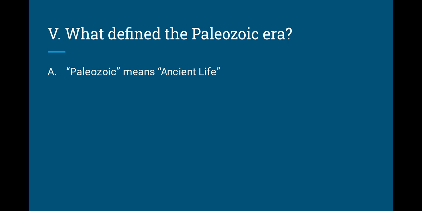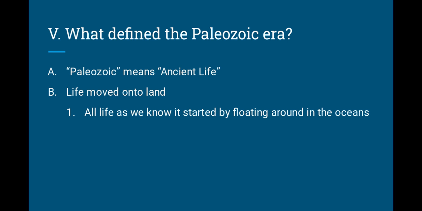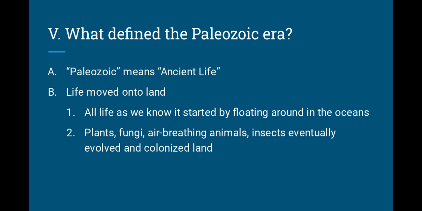Now that we have more information from the fossil record, we know that there were more simple life forms in the Precambrian time period. But during Paleozoic time, life moved onto land, from all of that ocean-dwelling stuff onto land. So life as we know it started by floating around in the oceans, but then eventually those organisms, the plants, the fungi, the air-breathing animals, insects, they eventually evolved to take over those continents that have been existing there.